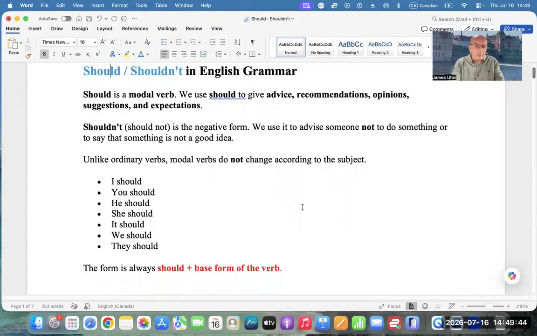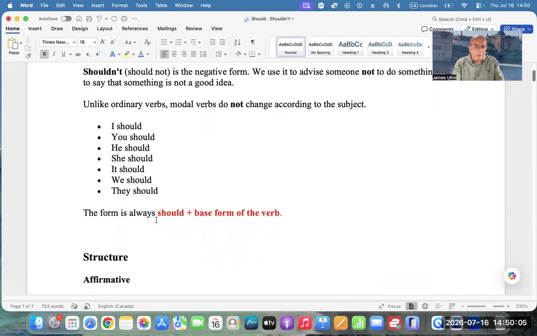So unlike ordinary verbs, modal verbs do not change according to the subject. I should, you should, he should, she should, it should, we should, they should. It stays the same. The form is always should plus base verb, base form of the verb.